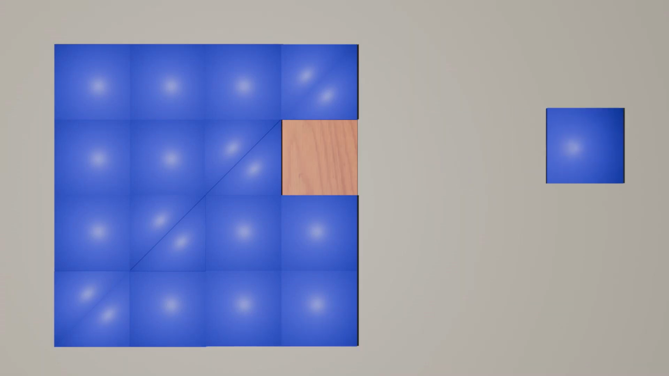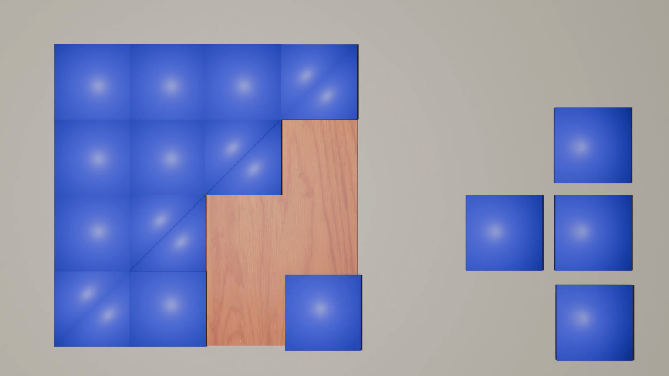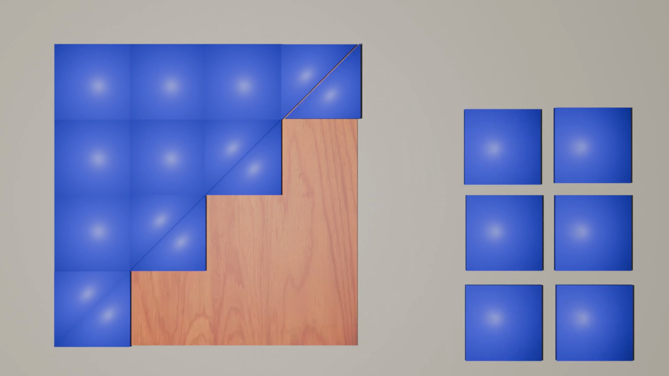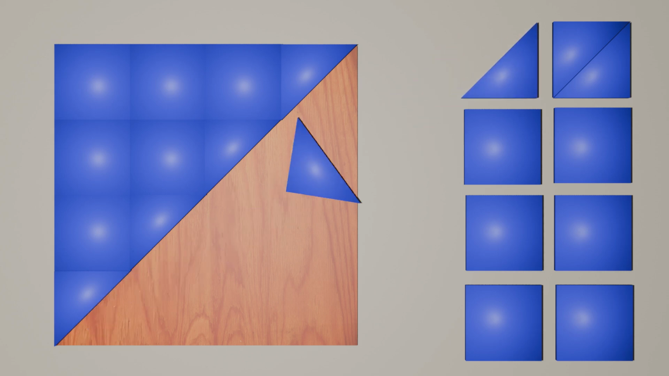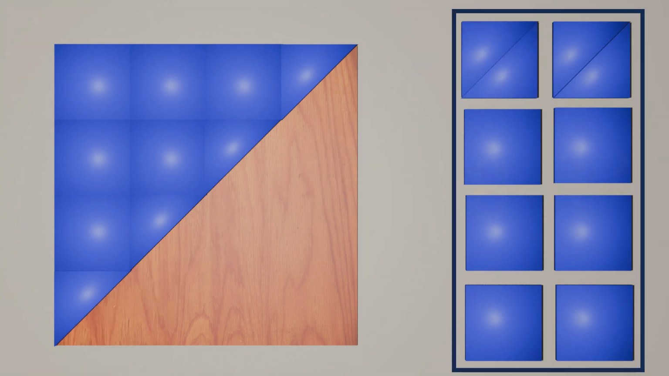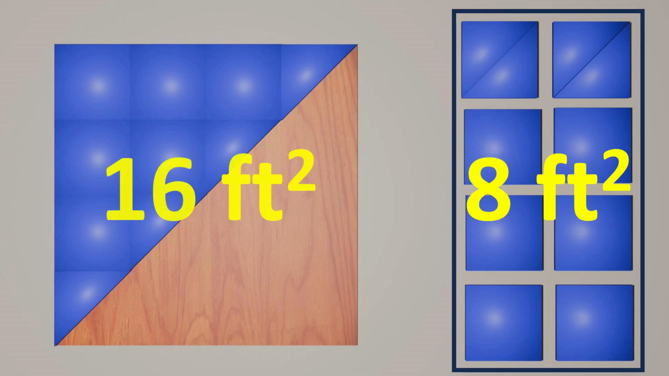We count up 1, 2, 3, 4, 5, and 6 whole tiles. And there are 4 half tile pieces that we can combine to make 2 more whole tiles. That gives us a total of 8 full tiles. So the area of this plywood triangle is 8 square feet. That's half of the area of the original piece of plywood.